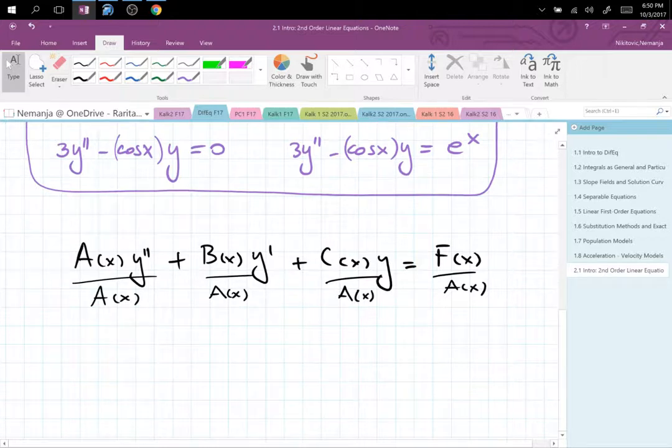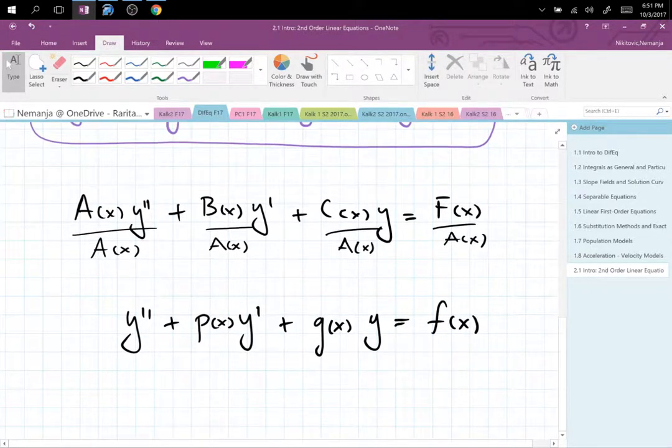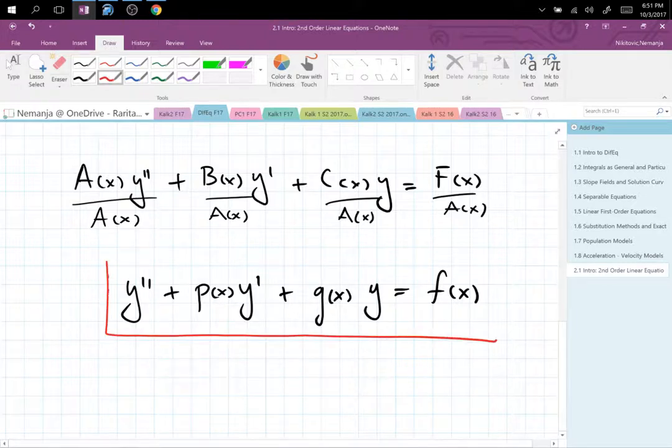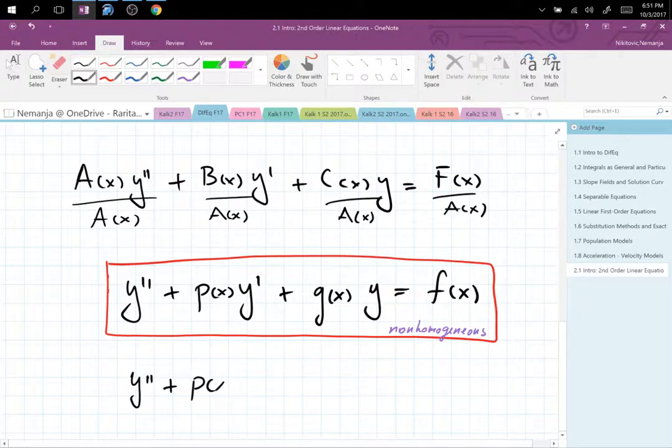And now we're just going to rename this as y double prime plus p of x y prime plus q of x y equals lower case f of x, and this is going to be our equation. So now this is the second order, and obviously this is non-homogeneous. And the associated homogeneous case would be just you have 0.